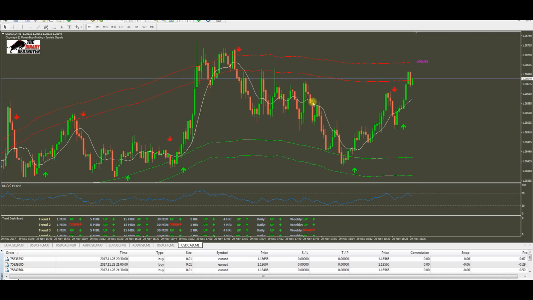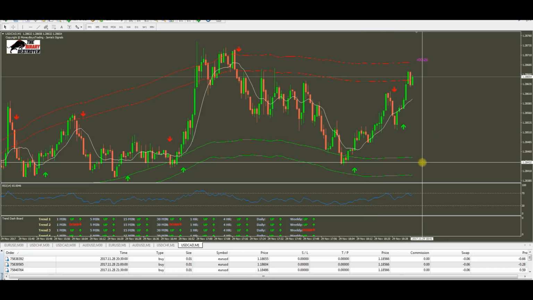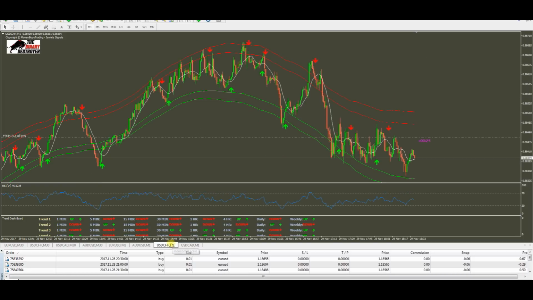Anything more, there's no point taking an hour trade, because if you take an hour trade, the price would take 30 minutes to go back up and then 30 minutes to go back down. So that is why I don't like USD CHF. See how it's going sideways? I'm going to delete that.